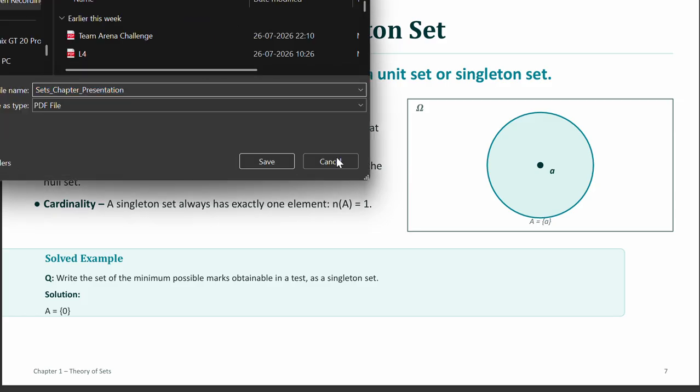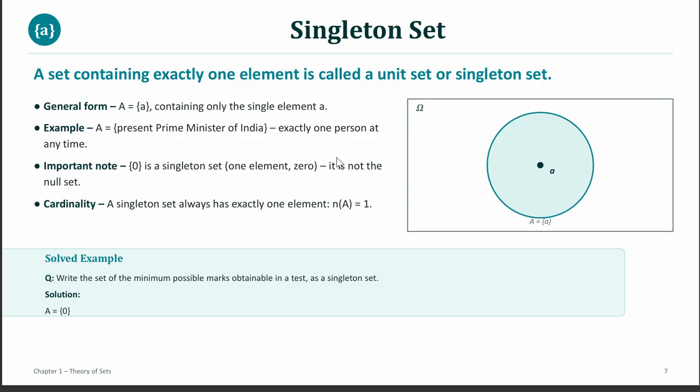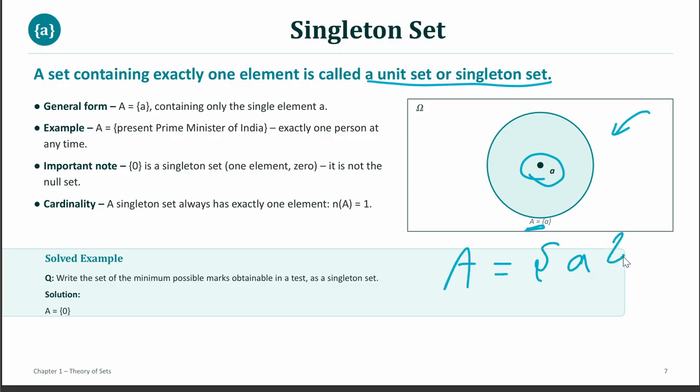Now the other type of set is the singleton set. A set containing exactly one element is called a unit set or a singleton set. If you see right here in this Venn diagram, there is only one element in the set A. That is why it is known as a unit set or a singleton set. So if you see the general form right here, A is equal to A. Here we have only one member or element inside the set, and that is why we refer to it as a singleton set.